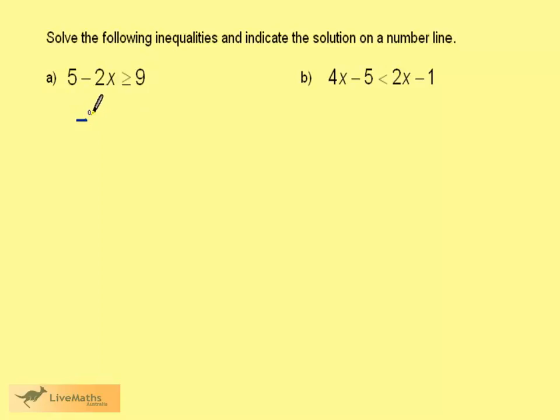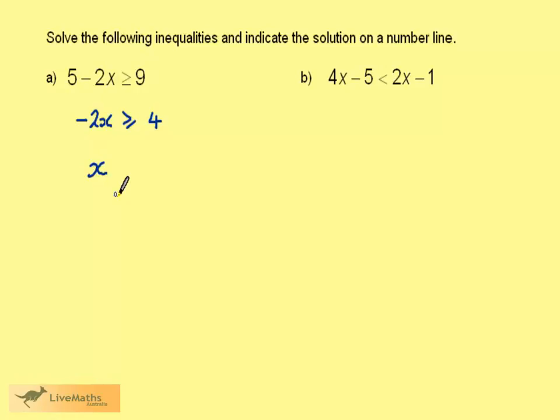If we do so, on the left we just get left with minus 2x. On the right, 9 take away 5 is 4. We could now get x by dividing both sides by minus 2. But this is where we have to be careful.